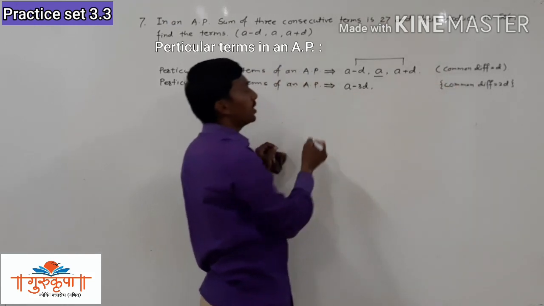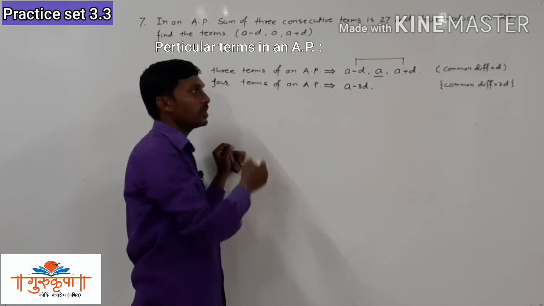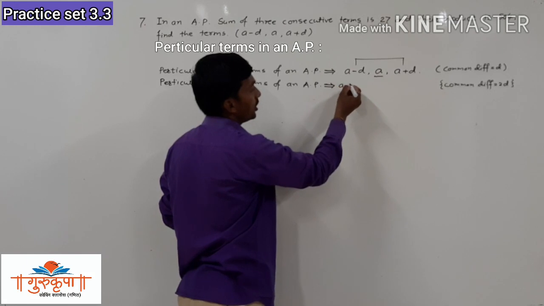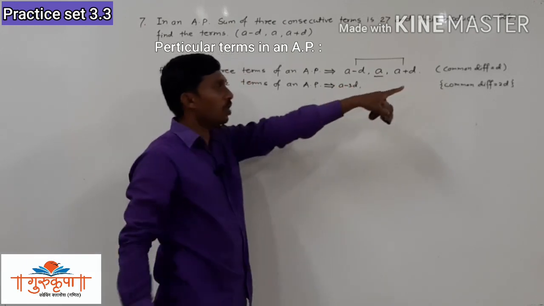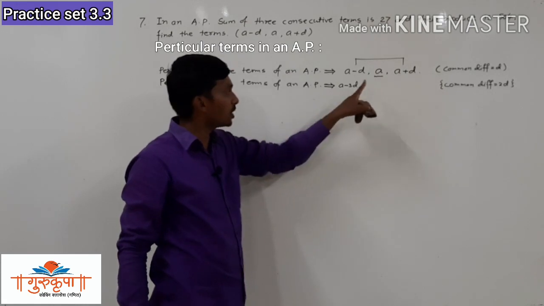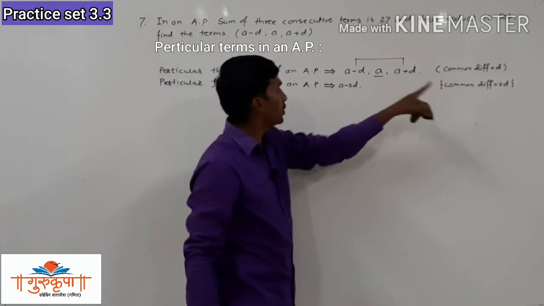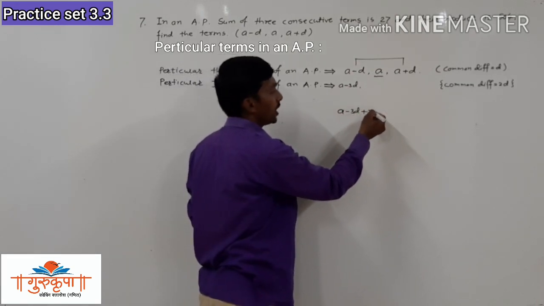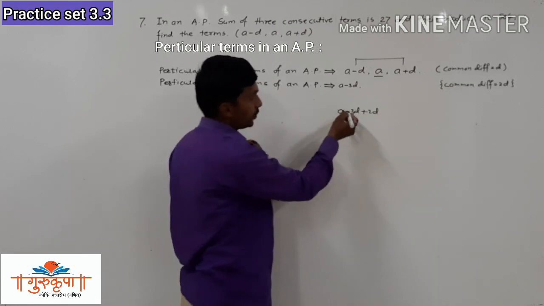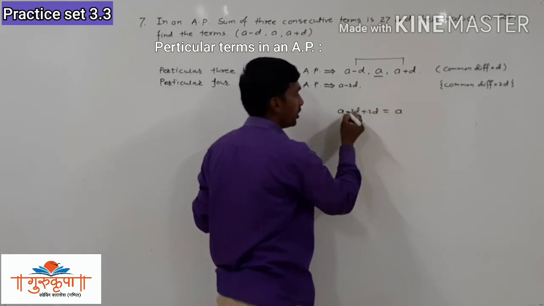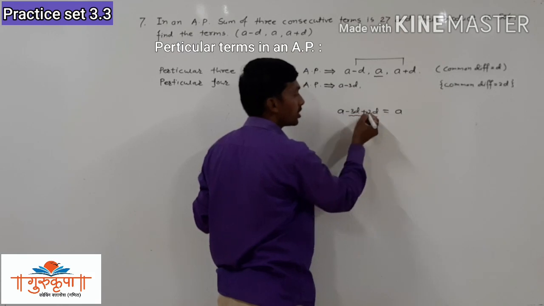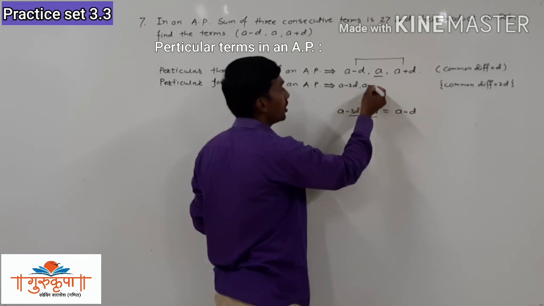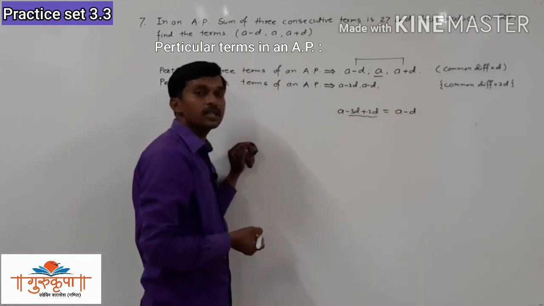Now see, the first term is a minus 3d. So what should be the second term? a minus 3d is the first term. Now add the common difference. What is the common difference? The common difference is 2d. So add this 2d to the first term to get the second term. If we simplify, a is as it is, and minus 3 plus 2 are similar terms. Minus 3 plus 2 is minus 1. The second term is a minus d.